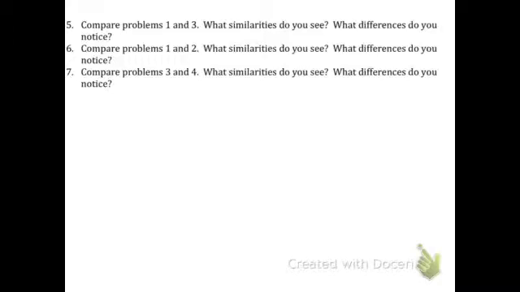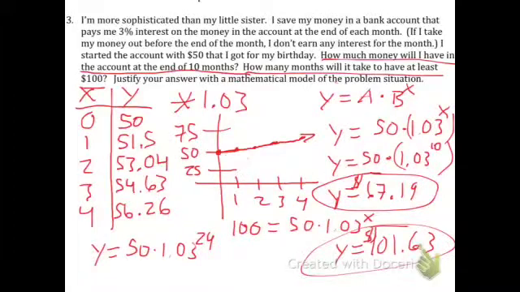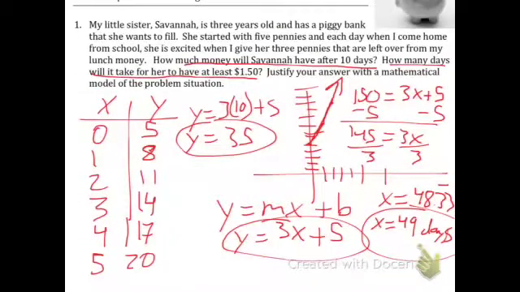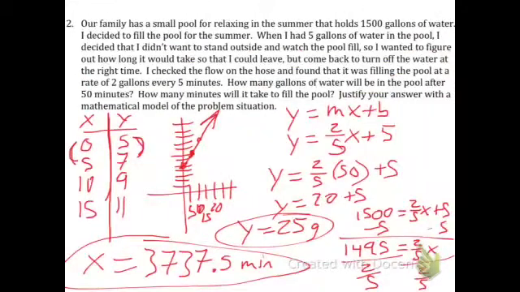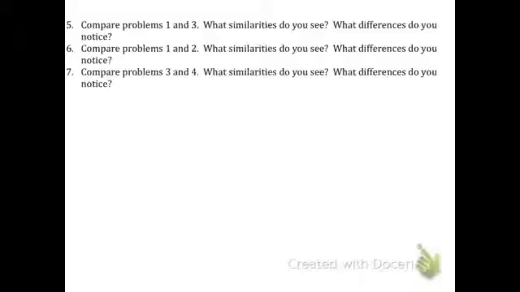Anyway, compare problems 1 and 2. So 1, again, is the piggy bank, adding 3 cents a day. 2 is adding 2 gallons every 5 minutes. Both of these are linear. I'd say those are the similarities. Differences are that the number 2 has a different slope, that's for certain. It has 2 fifths rather than 3, which is what it is for number 1.